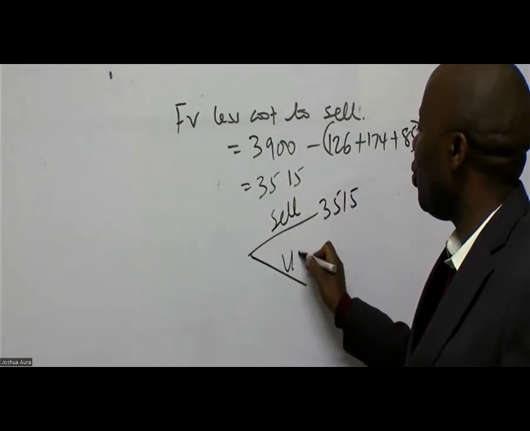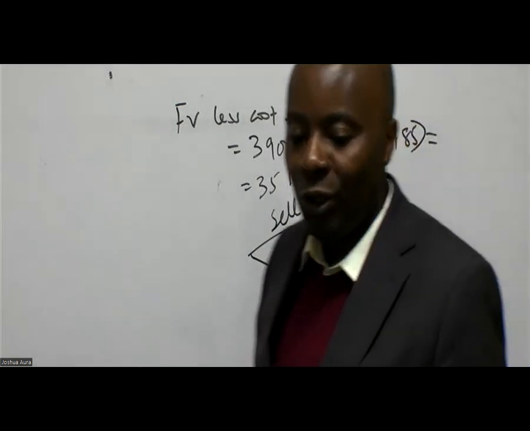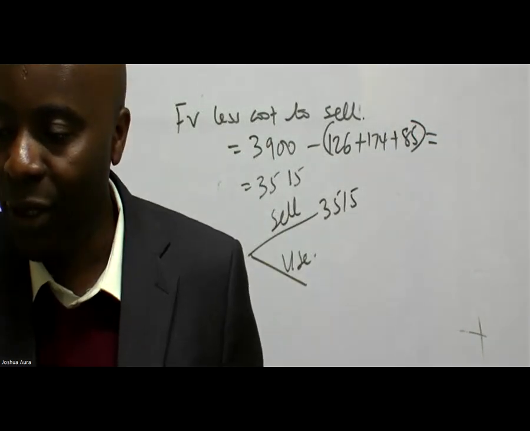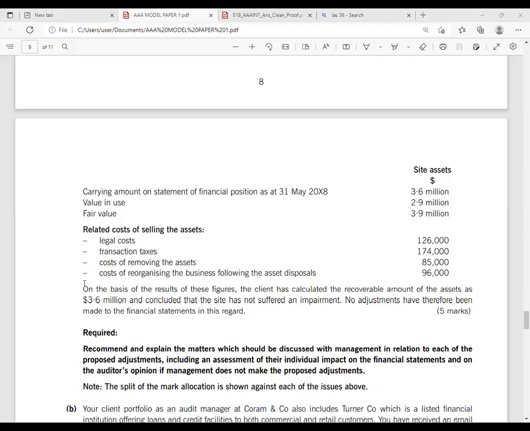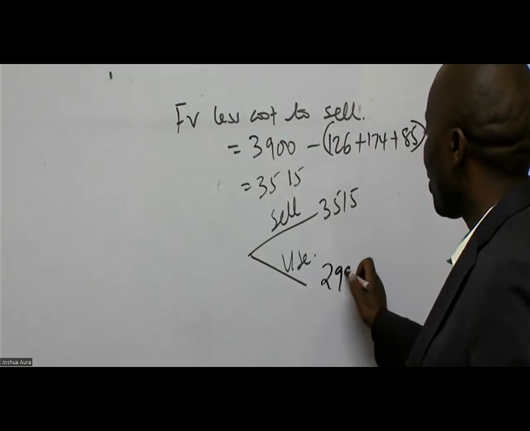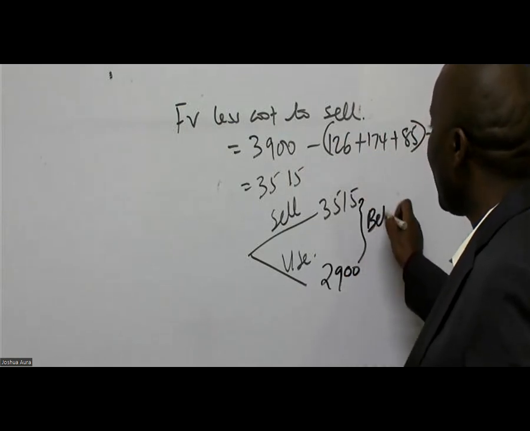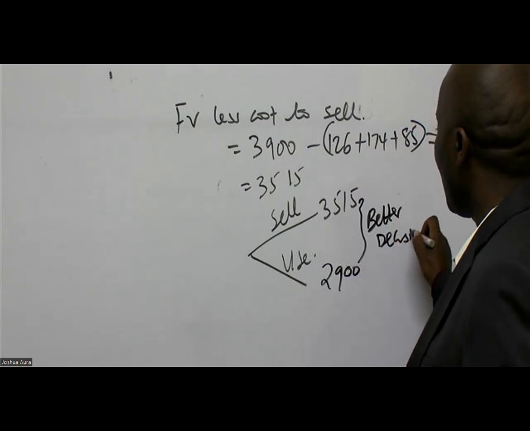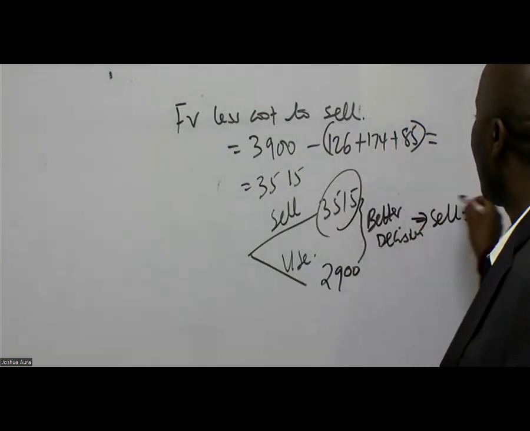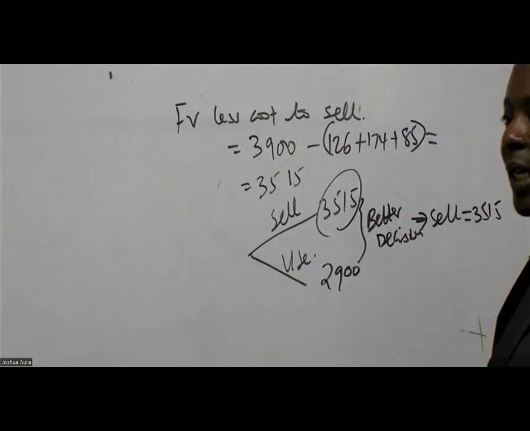What if I decide to use this asset? If I decide to remain with it and use this asset, this is what I'm going to earn. You can see value in use is 2,900 in thousands. So the value in use is 2,900. So between the two, which one is the better decision? The better decision here is to sell, and earn how much? 3,515.